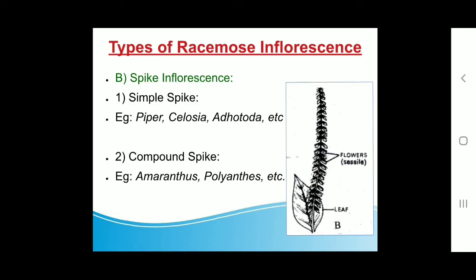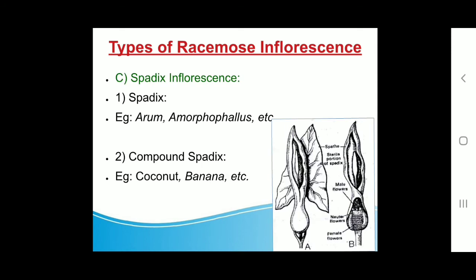Then the spike type of inflorescence again has a second subtype, that is the compound spike, which is characterized in that the main axis is elongated and branched. Flowers are sessile. Flowers are either unisexual or bisexual. Examples are Amaranthus and Polyanthus.